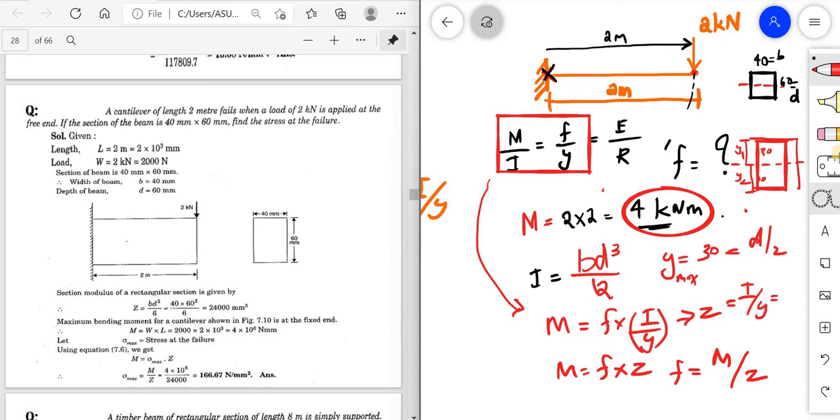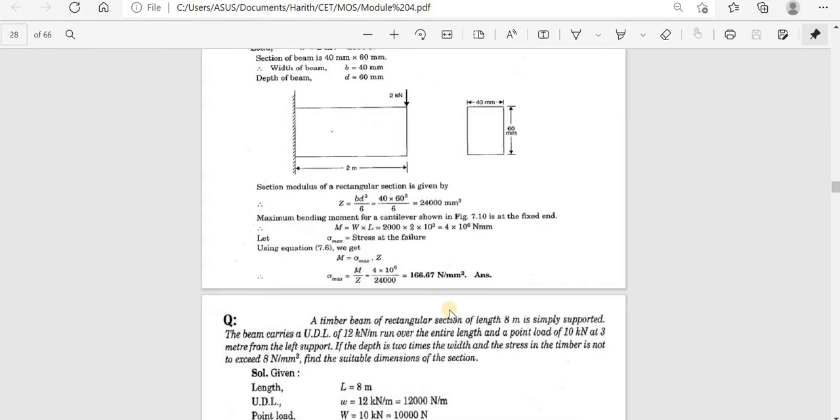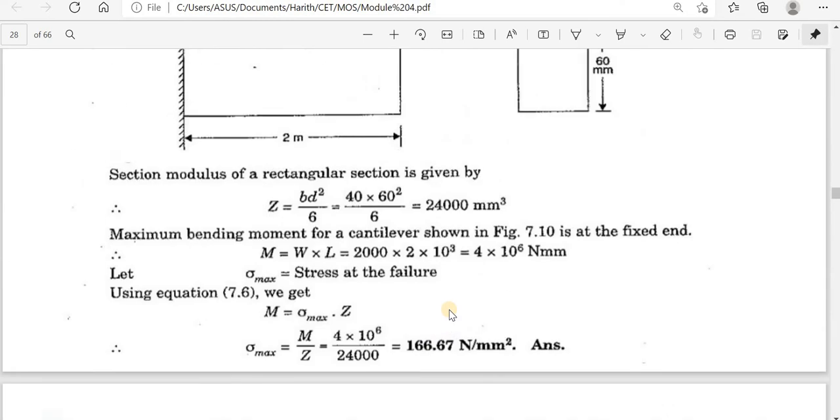So I by Y, that is B d cube by 12 by d by 2. Since it is the next problem only, I am explaining a little bit more. So you can simplify, and you will get B d square by 6. Now you can look at what is written here, that is Z is equal to B d square by 6. So B is 40, D is 60, divided by 6, and we will be getting this much value.